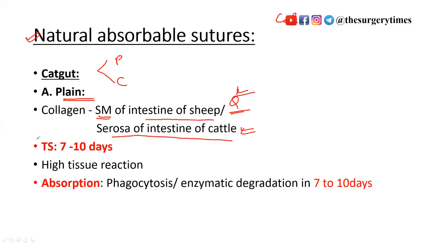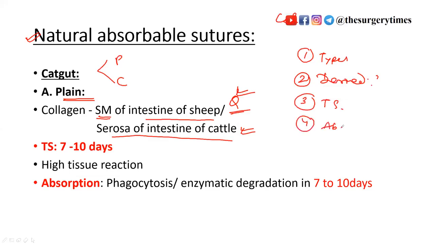And in a suture material, what should we remember? First is types. Then next is where it is derived from. Mainly it is important in case of catgut only. Third is tensile strength. Fourth is absorption time. And fifth is any extra points about its use. So one by one we will discuss these for every suture.